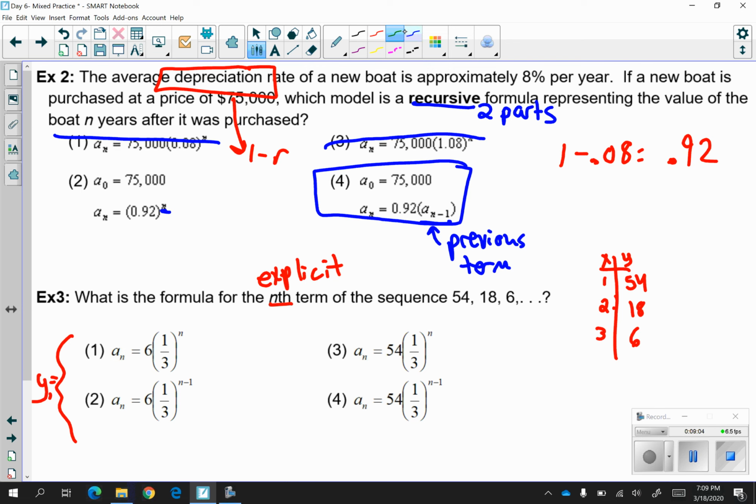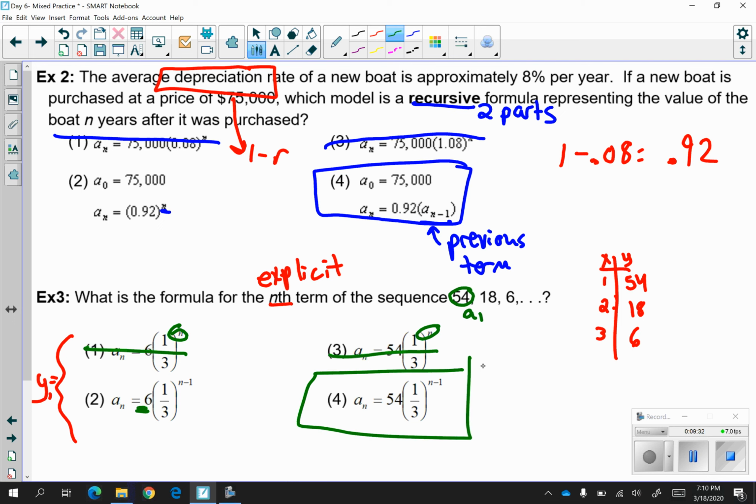If you want to be a little more mathematical about it and not use your calculator, if you look at all of these answer choices, first off, choice 1 and 3 are missing the exponent of n, right? From there, if you look at the a sub 1, that's 54. So choice 2 has the wrong a sub 1, the wrong first term. So the correct answer is choice 4.